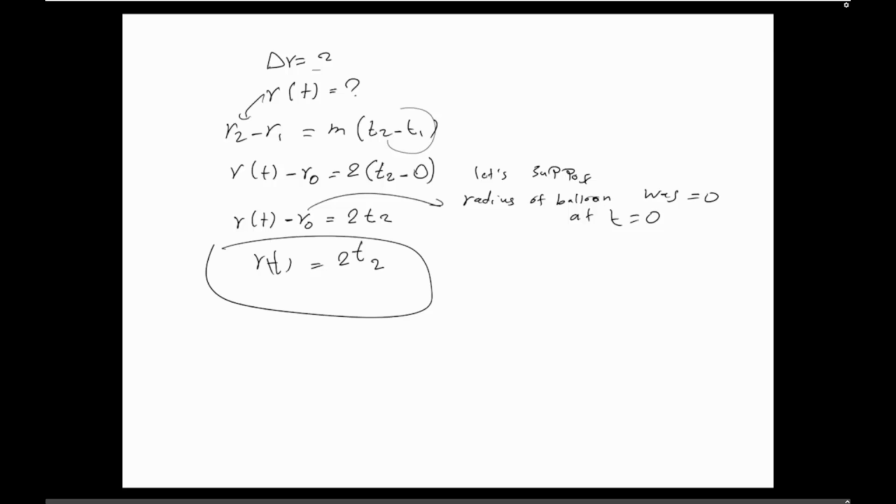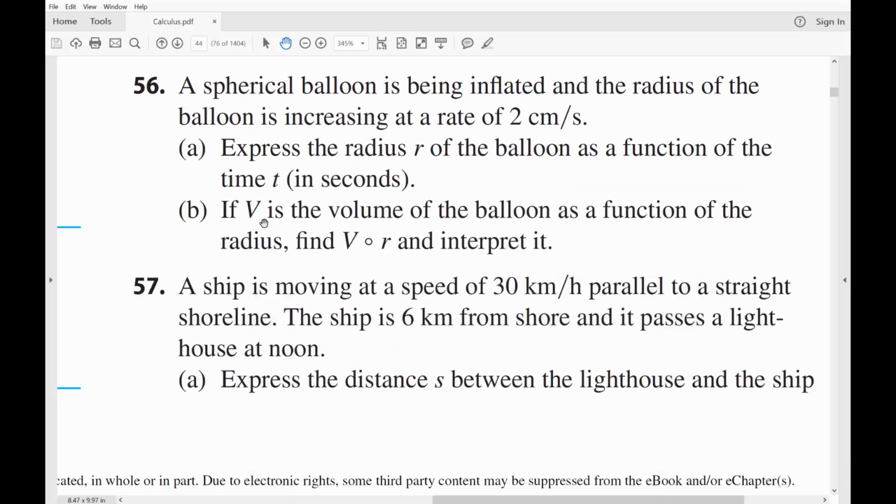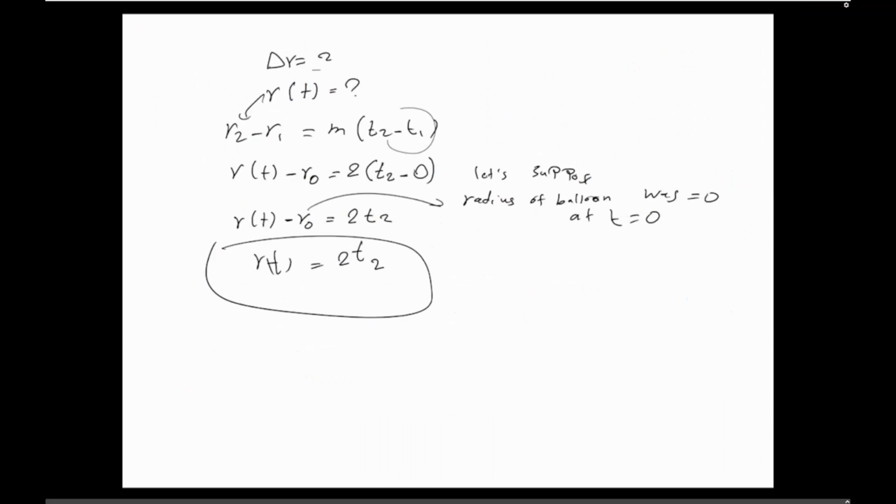This is our function, and the question has another requirement which says if v is the volume of the balloon as a function of the radius, find v of r and interpret it. And let's do that. What it asks from us to get v as a function of radius, which means we want to get v as a function of r of t, and we have already our r.